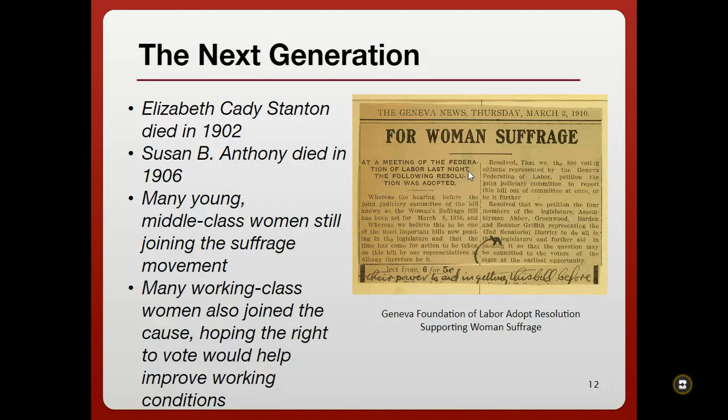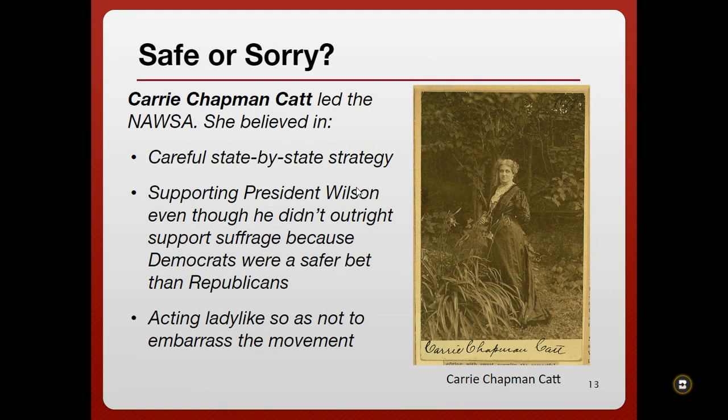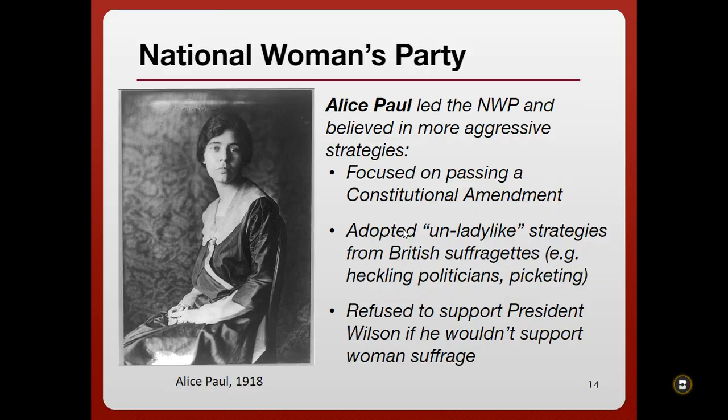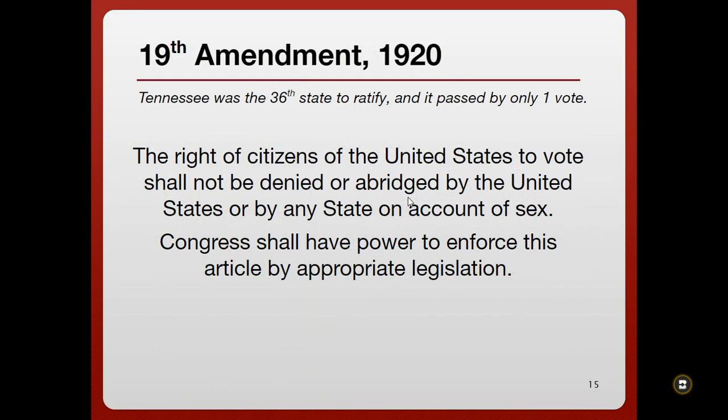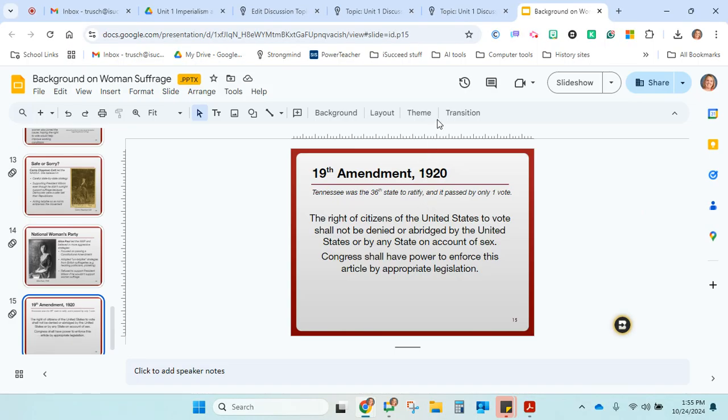And then Elizabeth Cady Stanton died, Susan B. Anthony died, and President Wilson, and the National Women's Party in 1918, and then finally in 1920, the 19th Amendment was passed. Tennessee was the 36th state to ratify it, and it passed by only one vote. So that's kind of an interesting little slideshow about the whole thing.